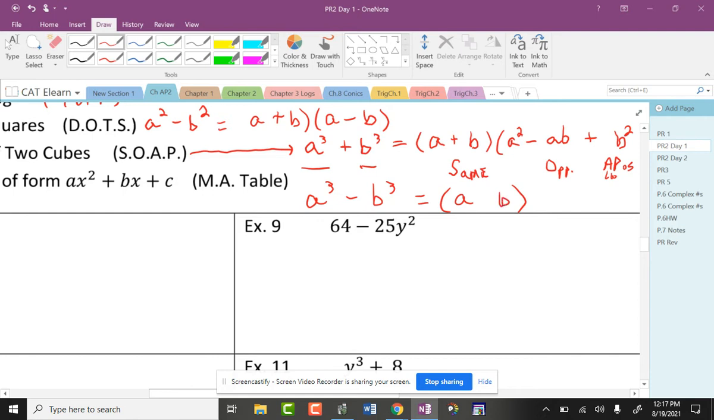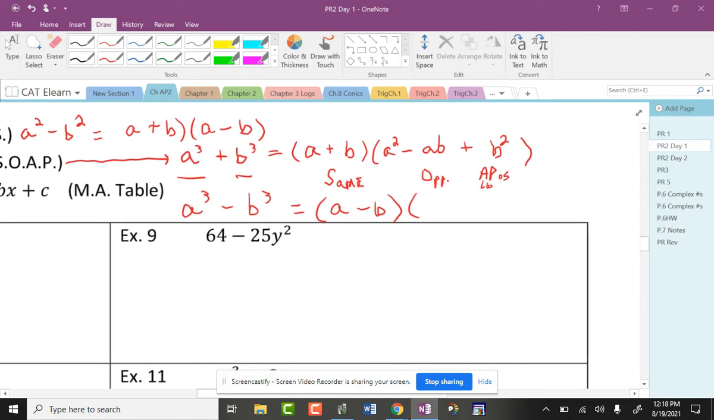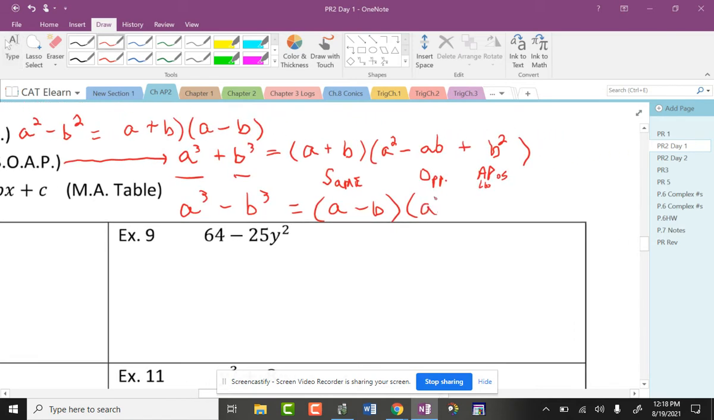What's in between these two, though? What's in between those two right now? Same. So what's in between those two? A plus or a minus? Well, this is a minus. So what's the same as that? Minus. Okay, that's the difference between the two factorizations. And then it's still A squared, A times B, B squared, as far as the format of factoring this. And then what's the opposite of minus? Plus, and then always positive.